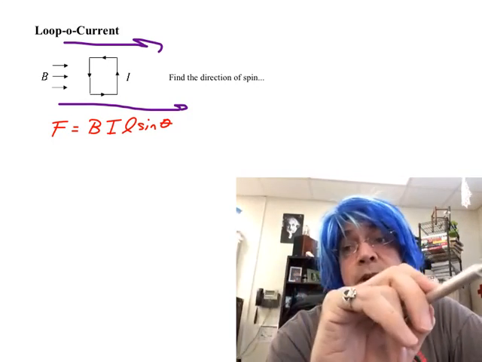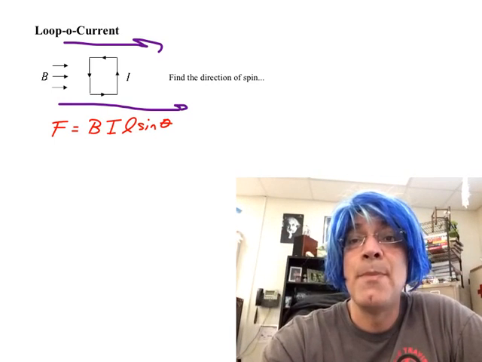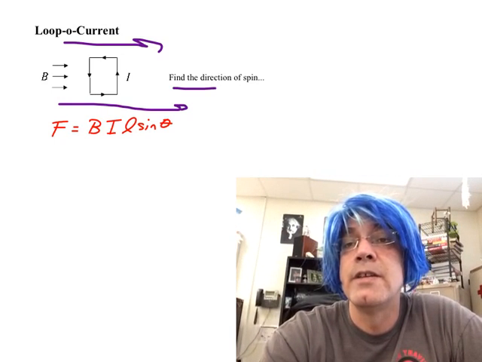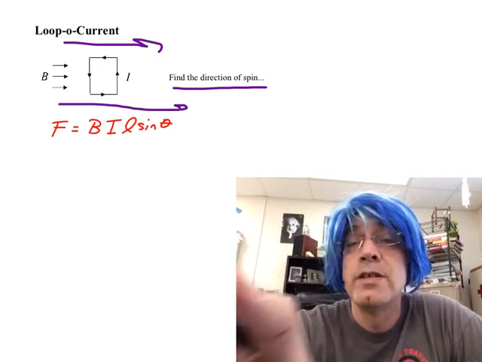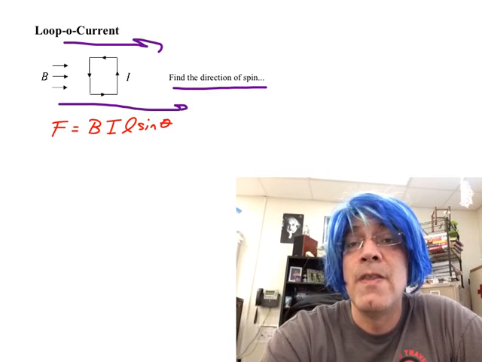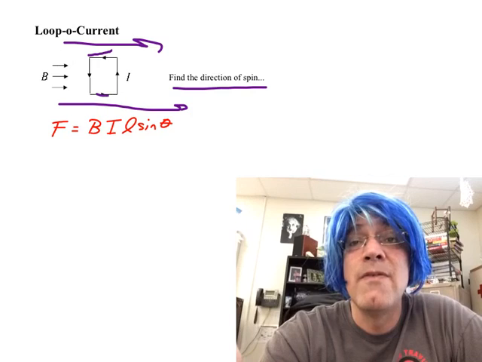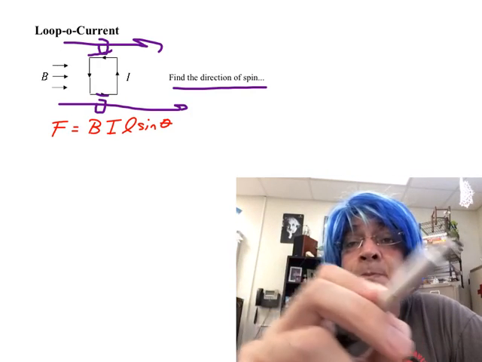We can put a battery on it or whatever makes the current. But we want to know what's going to happen to that current. And there's a little hint here. It says find the direction of spin. It turns out that on the top and on the bottom, my theta is either going to be 180 or 0, in which case, either one, the sine of that is 0. So I get no force on the top and no force on the bottom. And I only get force on the side.